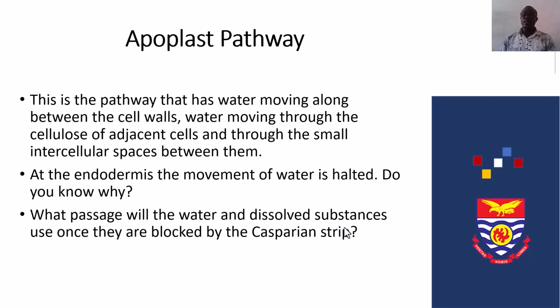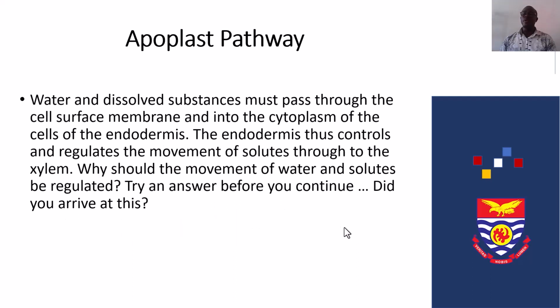Do you know why? What passage will the water and dissolved substances use once they are blocked by the Casparian strip? Water and dissolved substances must pass through the cell surface membrane and into the cytoplasm of the cells of the endodermis. The endodermis thus controls and regulates the movement of solutes through to the xylem.